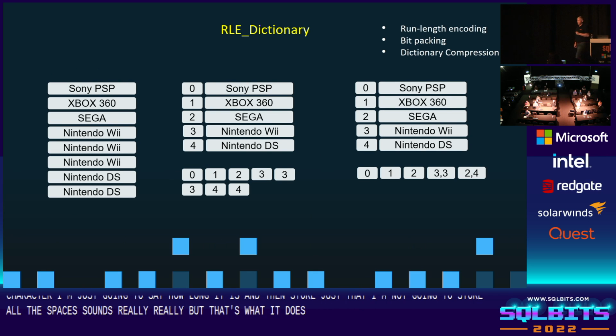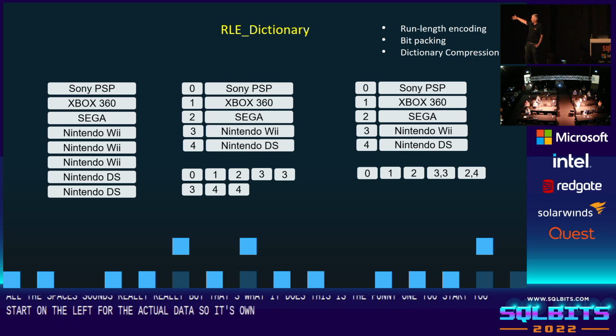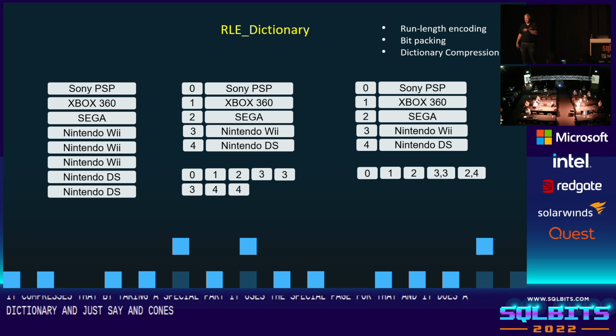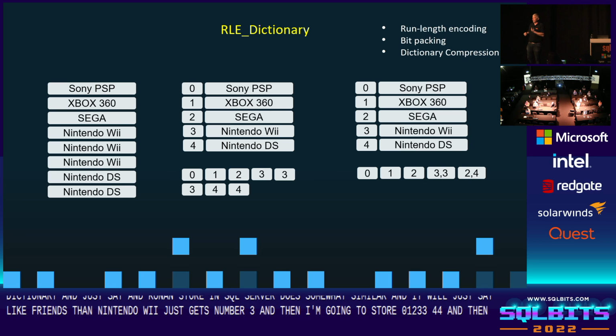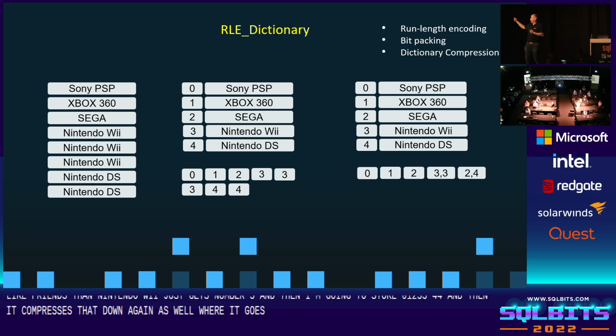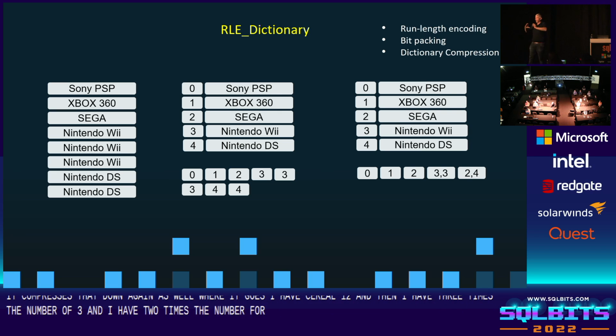And this is the funny one. You start on the left with the actual data. So it's a Sony PSP, Xbox, Sega, then 3 times Nintendo Wii. So it compresses that by taking a special part. It uses a special page for that, and it builds a dictionary. Column store in SQL Server does something somewhat similar. And it will just say, for instance, the Nintendo Wii just gets number 3. And then I'm going to store 0, 1, 2, 3, 3, 3, 4, 4. And then it compresses that down again as well, where it just goes, I have 0, 1, 2, and then I have 3 times the number 3, and I have 2 times the number 4. This is how it compresses it even more.